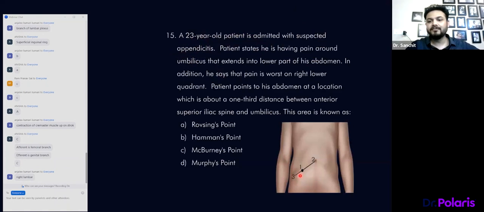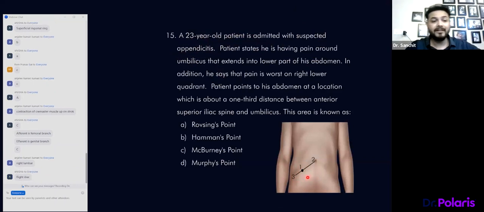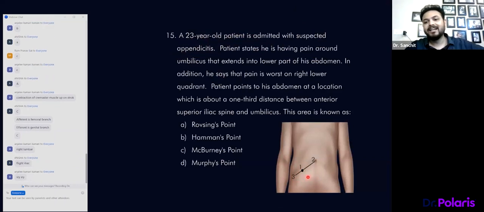Yes. Anjali, one more attempt. Anyone? Right. It's the right iliac segment, right? So don't confuse. This is the lumbar segment. This is the iliac segment. So this is my right iliac segment where my appendix is.